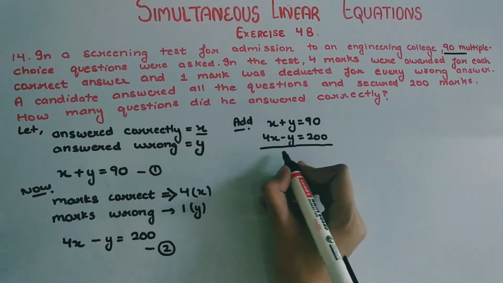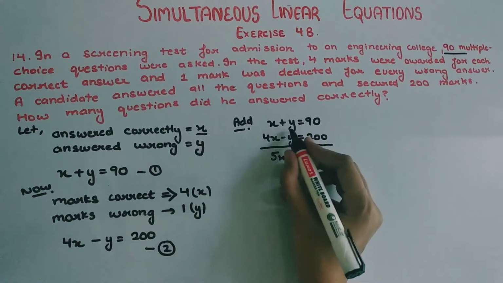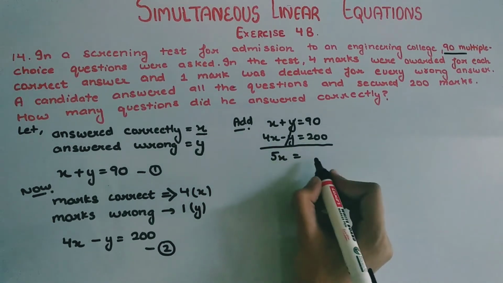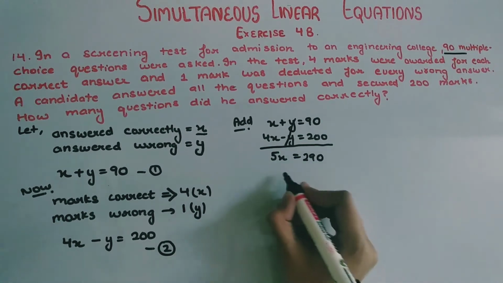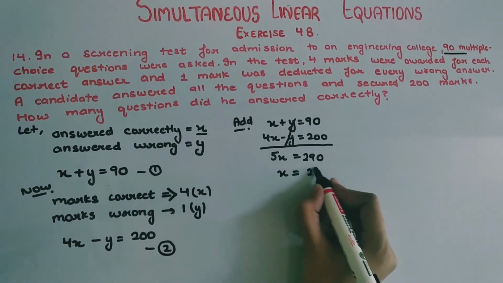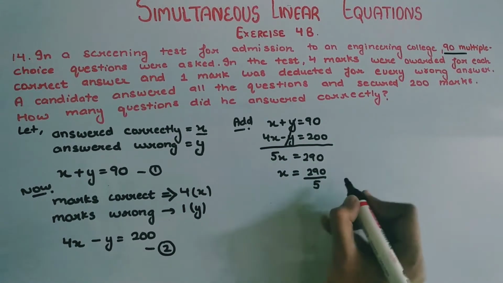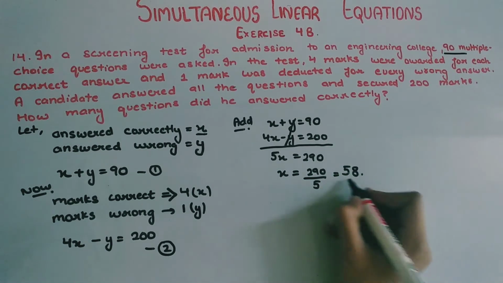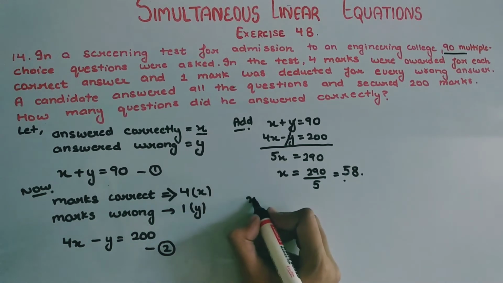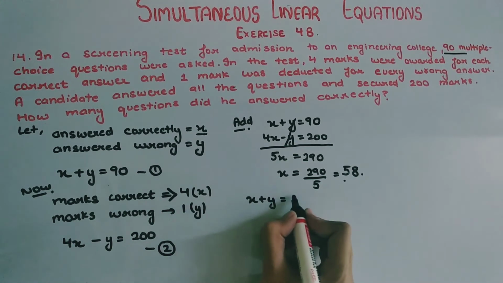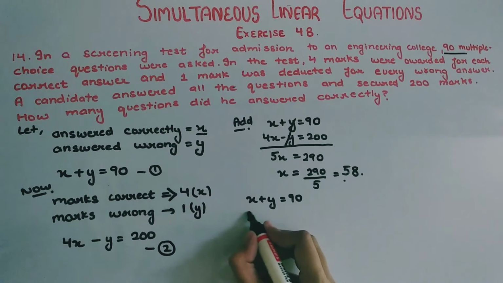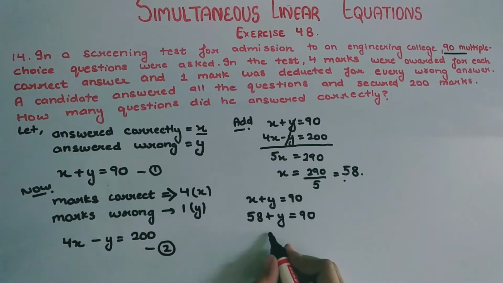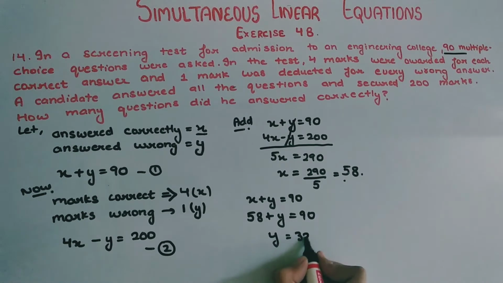4x plus x is 5x, plus y minus y will get cancelled. 200 plus 90, we have 290. Hence x is equal to 290 divided by 5, that is 58. We will put this value of x in equation number 1, that is x plus y is equal to 90. We have x, that is 58, plus y is equal to 90, hence the value of y is 32.